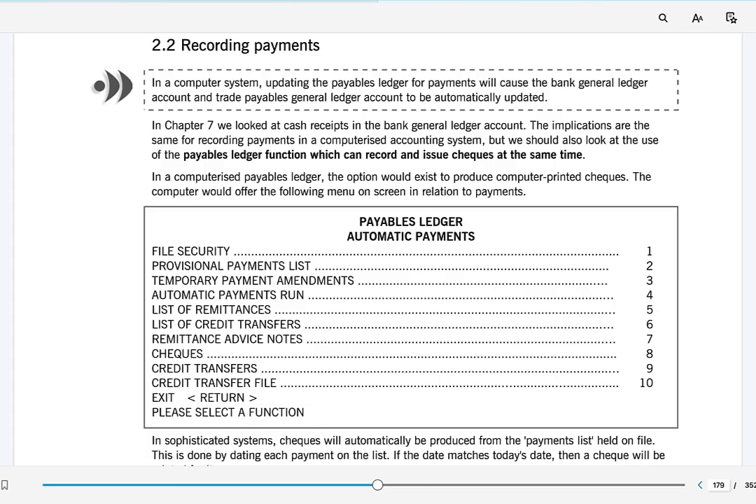What is the payables ledger inside the computer? Let's make it very simple. The payables ledger is like a file of supplier accounts. For example, Ferdy account, Kira account, Rapid Supplies account. Any supplier the business buys from.